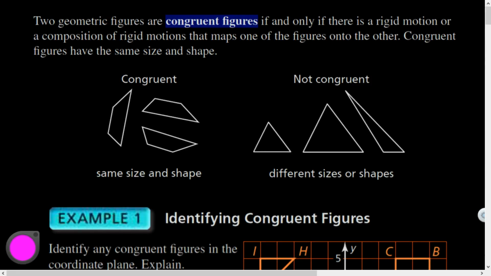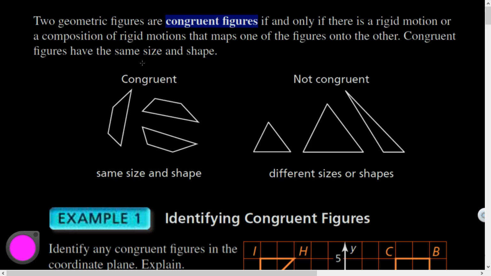We're talking about congruence and transformations. It says the following: two geometric figures are congruent if and only if... Oh, biconditional statement. That means it's true both ways. If there is a rigid motion or composition of rigid motions that maps one of the figures onto the other.